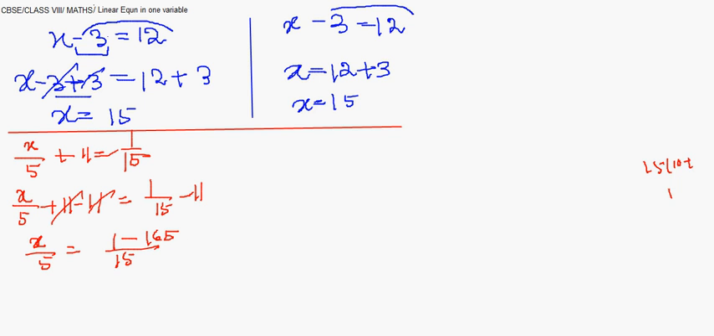I did some rough work here which I'll erase. So I'm getting x by 5 is equal to minus 164 upon 15. So how do we find x? We need to remove this division by 5, so I have to multiply by 5 on the left side. So these two 5s get cancelled and one x remains with us. So I multiply this by 5.